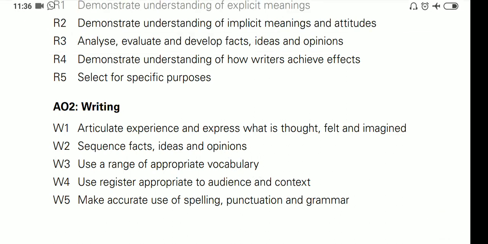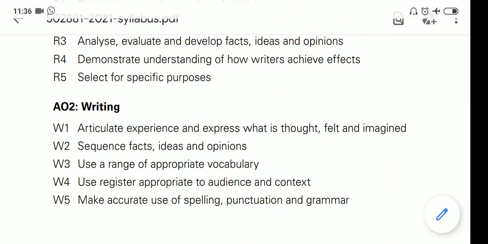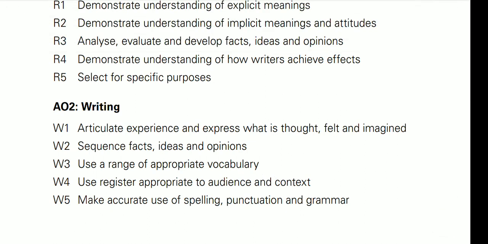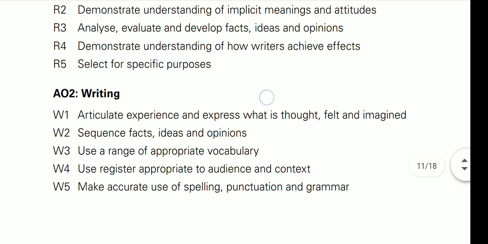W4 is use register appropriate to audience and context. This is knowing your audience and using the appropriate register. You must know to whom you are writing. If you are writing to a friend, your tone should be informal. When you are writing to the principal or your colleagues or your boss, your tone should be different. It should be formal. Number 5, make accurate use of spelling, punctuation and grammar.